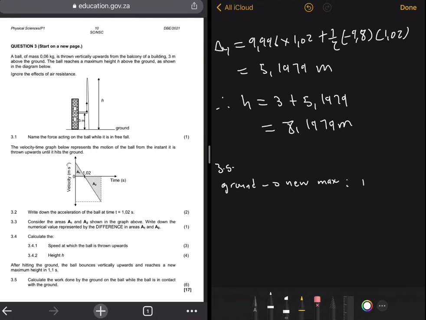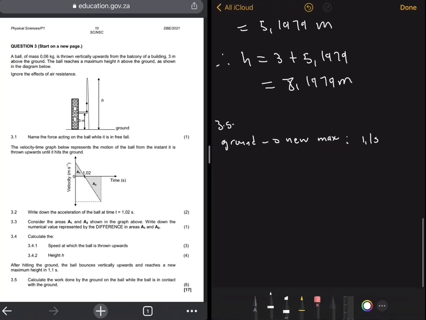we're taking 1.1 seconds. So the ball is thrown from the balcony, it comes down, and then it reaches some new height, right? I don't know if the new height is above the balcony or below the balcony. But from this point to this point, they're saying that we take 1.1 seconds. That's what they say.